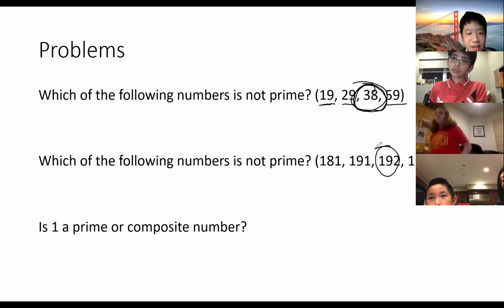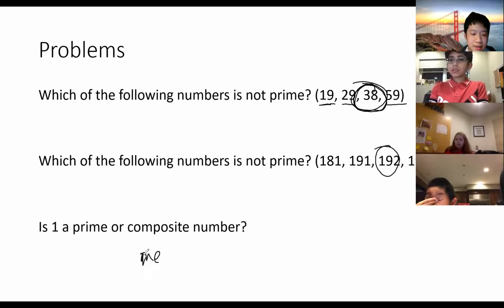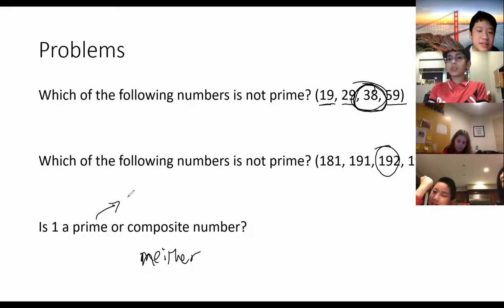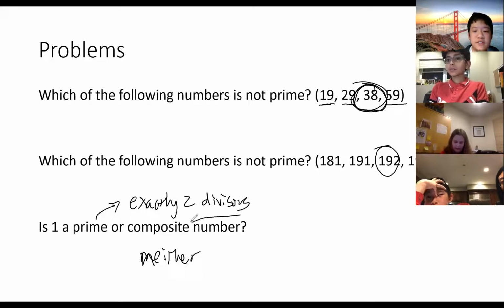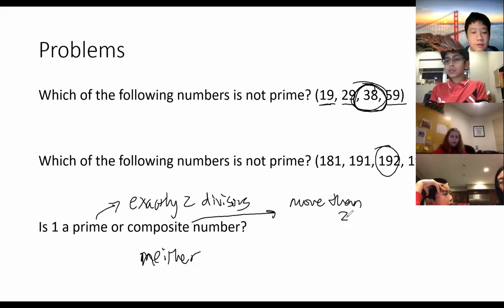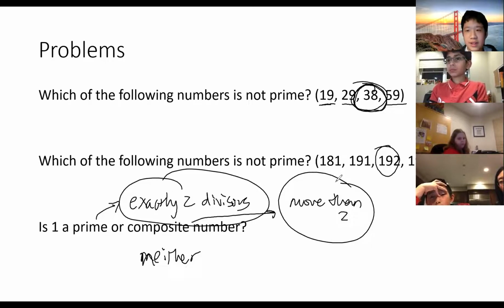Okay, and as for, is 1 a prime or a composite number? The answer is actually neither. Because the definition of a prime number is exactly 2 divisors. The definition of a composite is more than 2. Right? And 1 only has itself, so it only has 1 divisor. So it can't be either one of these.